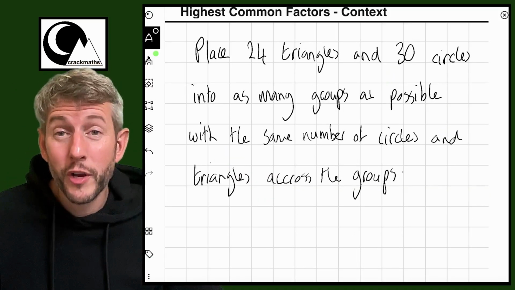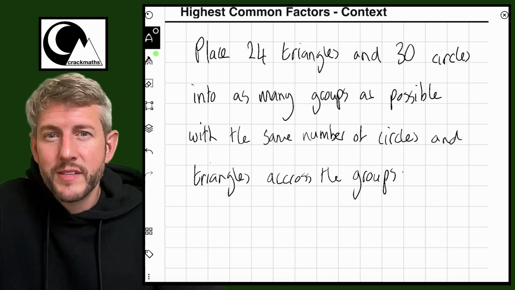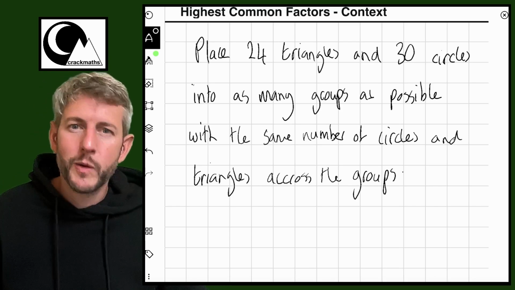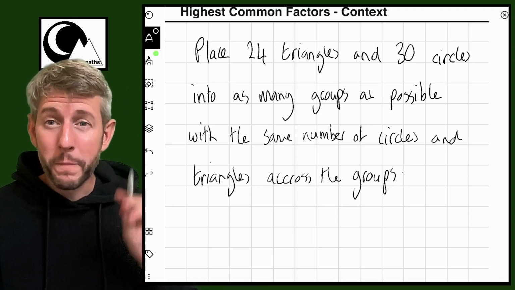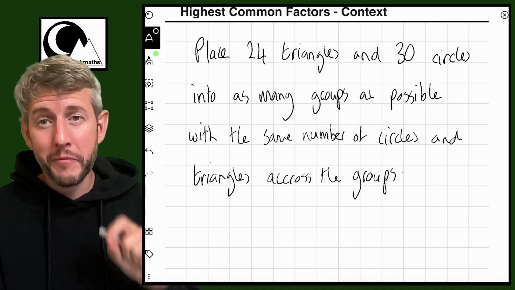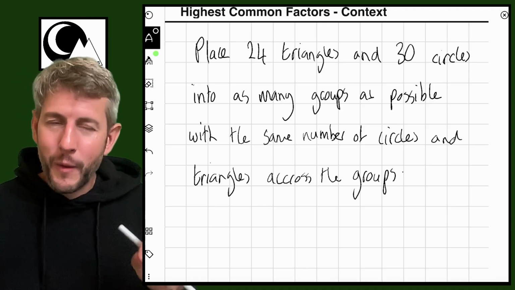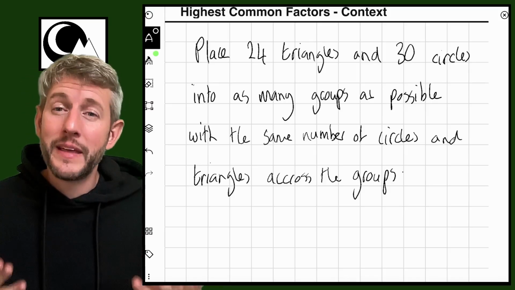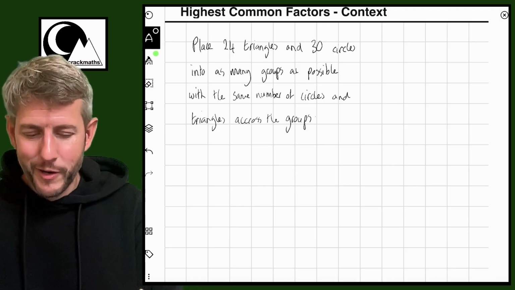Okay, so here we are, we've got another question now, and this one says, place 24 triangles and 30 circles into as many groups as possible with the same number of circles and triangles across the groups. Right, so remember, we find out the number of groups by the highest common factor, and then whatever the number is that we're multiplying the highest common factor by tells us how many of that item is going to be in each group. So let's do the 24 triangles first.